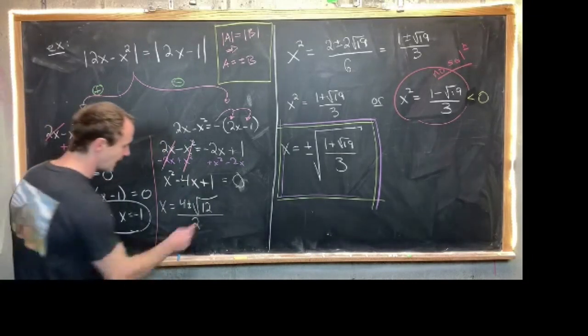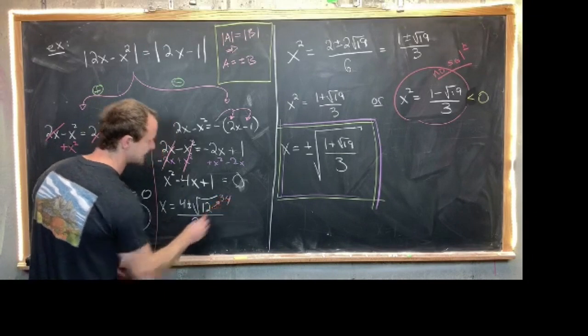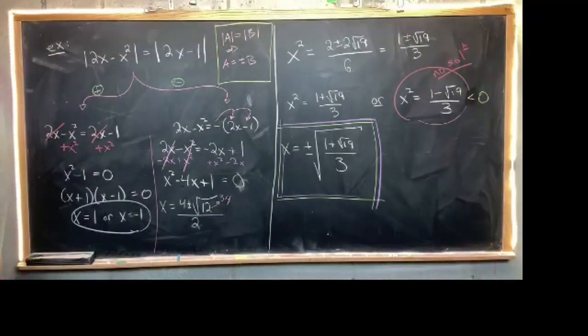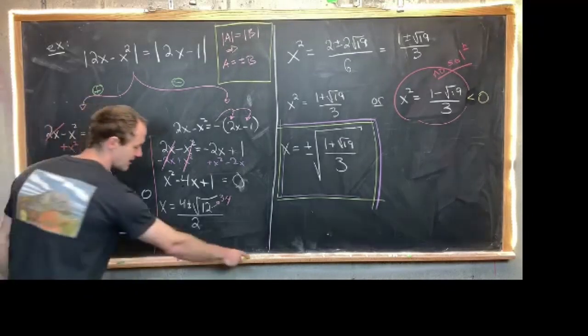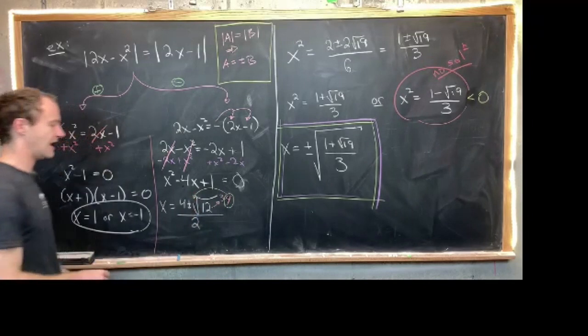And then maybe it's important to notice that 12 is equal to 3 times 4. So we can use that to take this 4, which is inside of the square root, and factor it out of the square root.